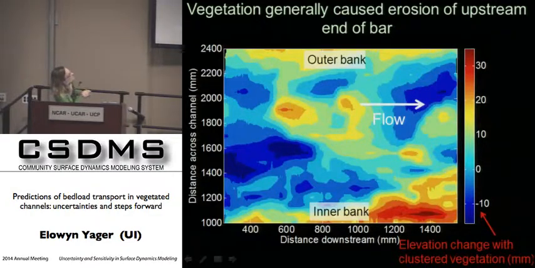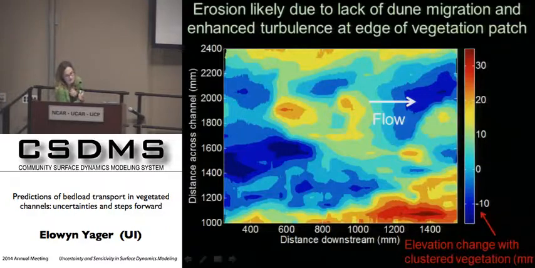And what we see is that on the upstream end of the bar, we have erosion, even though we're planting vegetation. So again, this is contrary to what you expect. You expect deposition within a vegetation patch rather than erosion. And we are hypothesizing that this is due to the fact that we've halted the migration of those dunes over the bar. And so we're now no longer supplying sediment to the top of this bar, and so we're getting erosion. And also, as a number of people have shown, at the edges of vegetation patches, you can have increases in turbulence that could lead to erosion on the side of those patches.